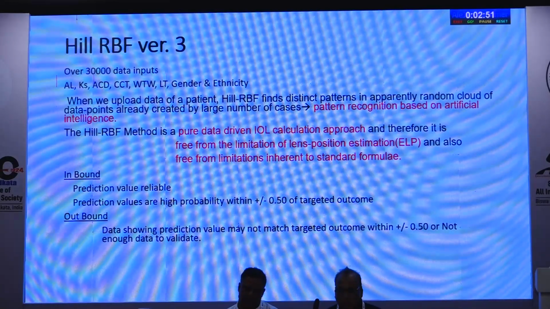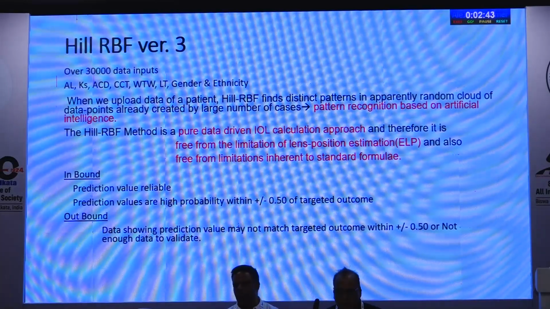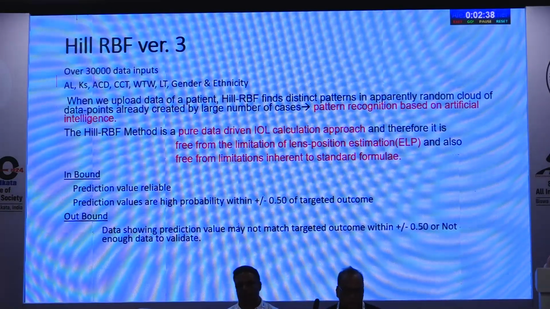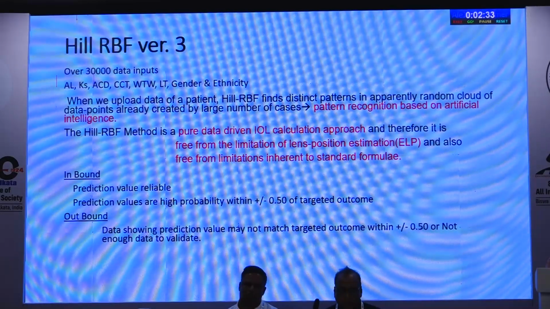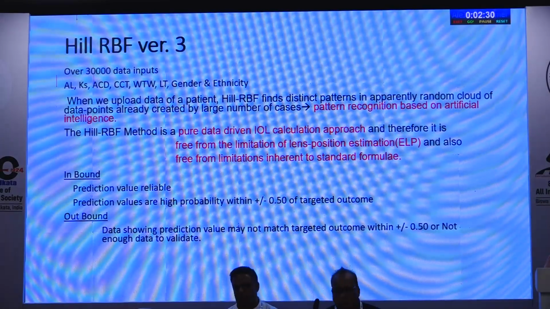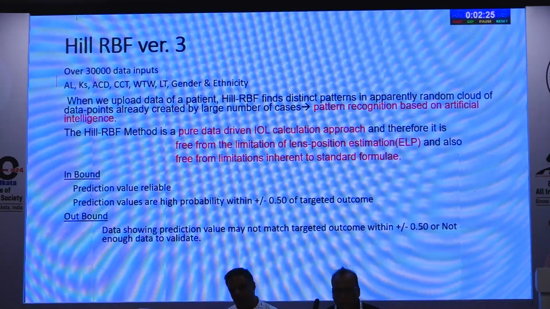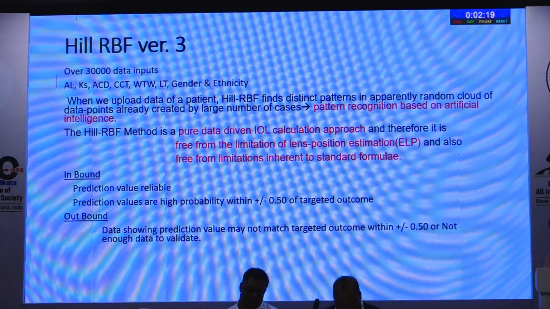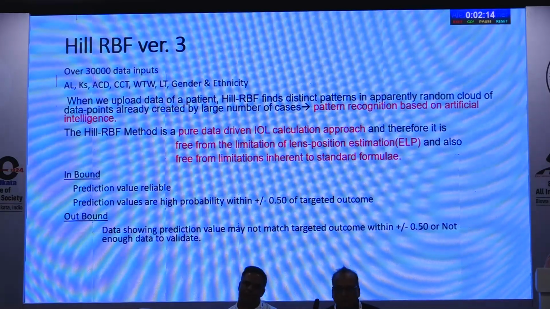Hill RBF is an artificial intelligence based formula. When we upload the data of the patient, Hill RBF finds the distinct pattern in the apparently random cloud of data points already created by a large number of cases. So that is pattern recognition based on artificial intelligence. The Hill RBF method is a pure data-driven IOL calculation approach, and therefore it is free from the limitation of lens position estimation, and free from the limitations inherent in standard formulas.